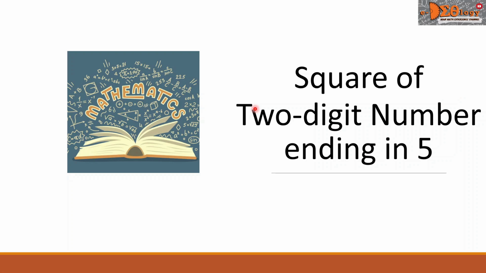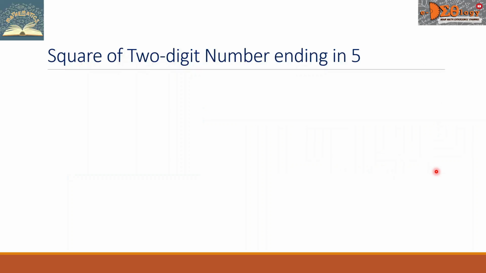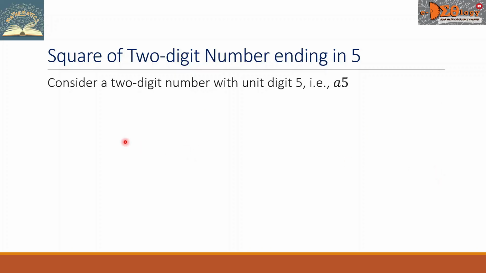Hi everyone. Today we're going to study the square of a two-digit number ending in 5. Let's consider a two-digit number with unit digit 5. Let's say we have a5. This a here is the tens digit. Then let us square a5.